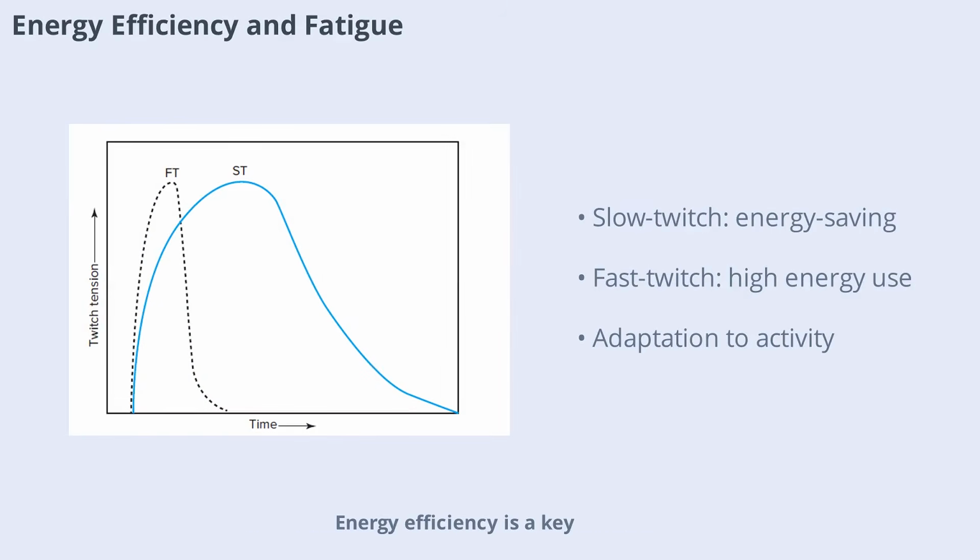Energy efficiency is a key difference between slow-twitch and fast-twitch fibers. Slow-twitch fibers use energy sparingly and are built for endurance, while fast-twitch fibers consume more energy and tire quickly. This distinction is why marathon runners rely on slow-twitch fibers, while sprinters depend on fast-twitch fibers for explosive speed. The body's ability to switch between these fiber types is essential for adapting to different physical activities.